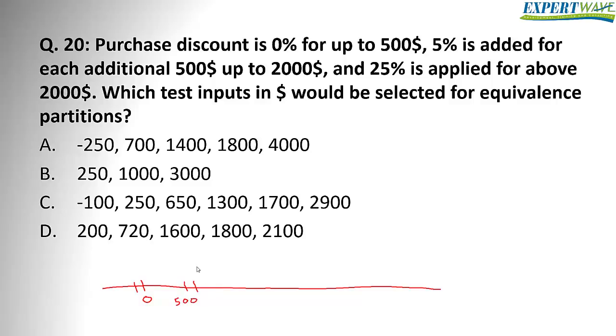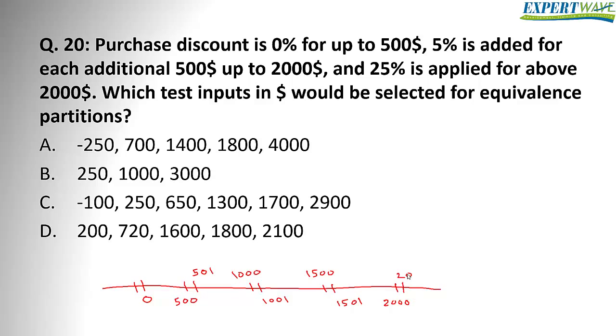Second partition, give it a thought. 5% is added for each additional 500 up to 2,000. Correct. Second partition, from 501 to 1,000, where discount is 5%. Third partition is from 1,001 to 1,500, where discount is 10%. Fourth partition is from 1,501 to 2,000, where discount is 15%.